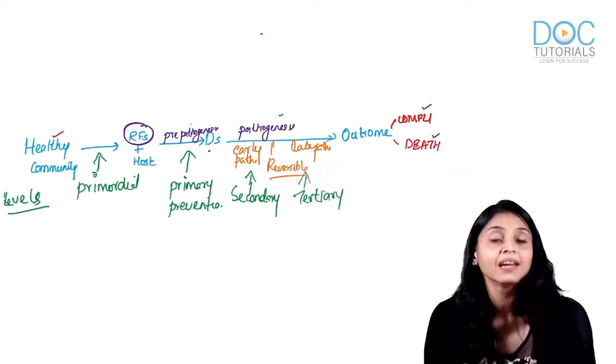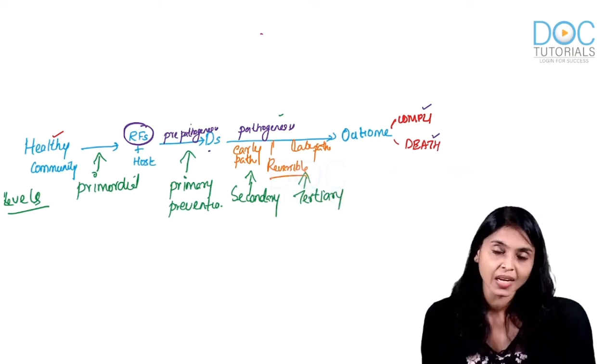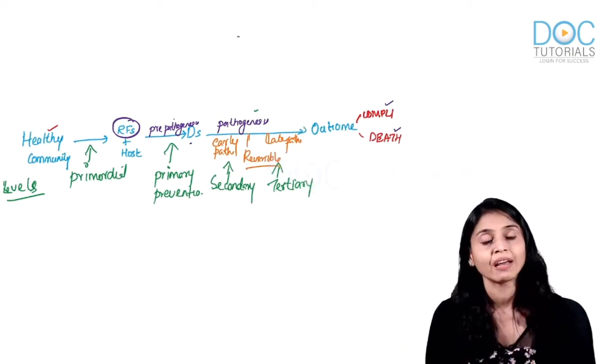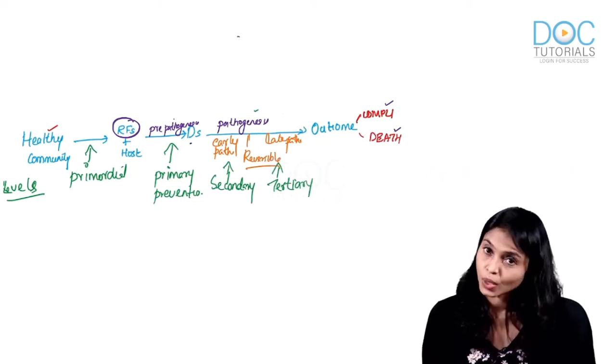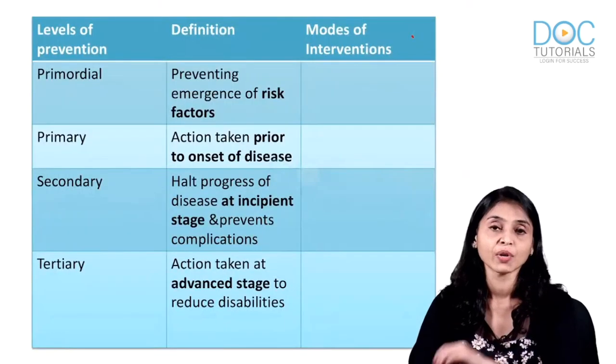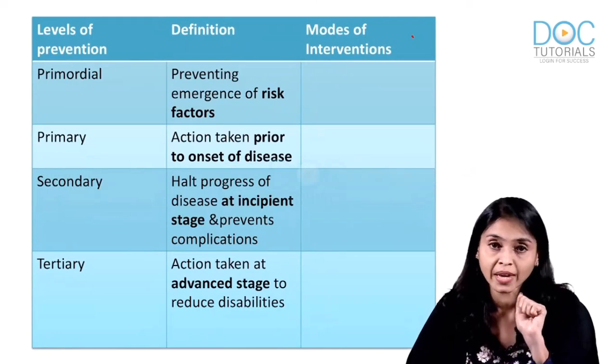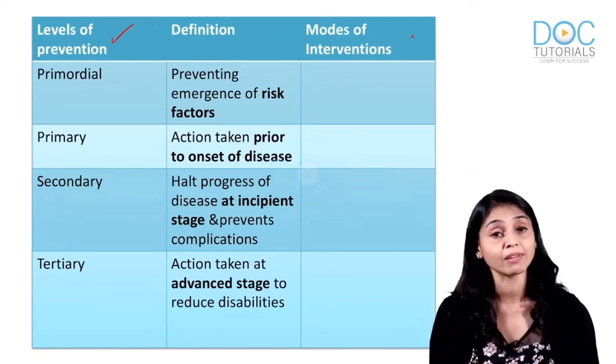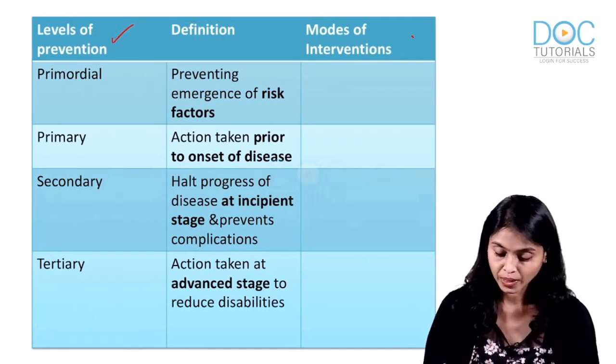Tertiary level of prevention. Are you with me? So these are the 4 levels of prevention. Okay. Now, the next MCQ is, what are the modes of intervention? Very important. That means, what are the activities that you can undertake under each of these levels of prevention? Let's start with the first one, primordial.